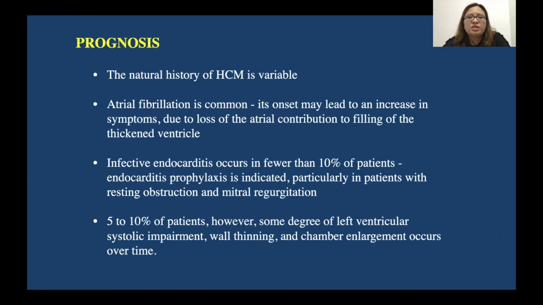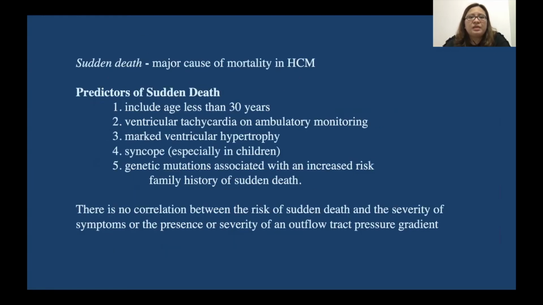Prognosis: the natural history is variable. Atrial fibrillation is common, and its onset may lead to an increase in the symptoms. Infective endocarditis can occur in 10% of patients, and prophylaxis is indicated, particularly in patients with significant resting obstruction and presence of mitral regurgitation. Sudden death is the major cause of mortality in patients with HCM.